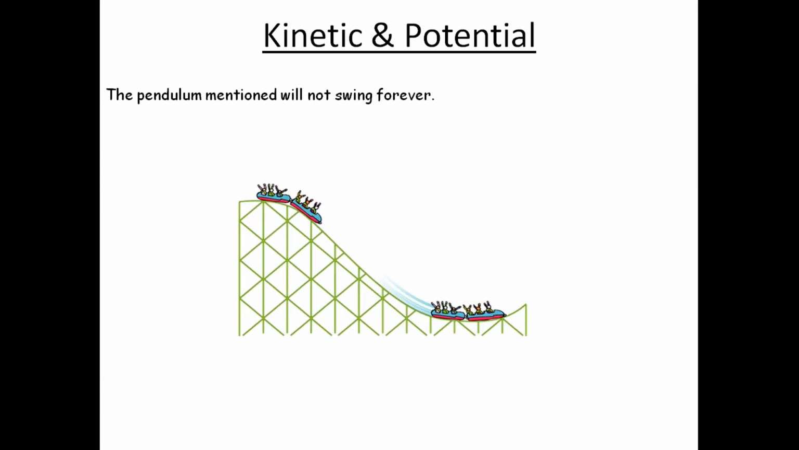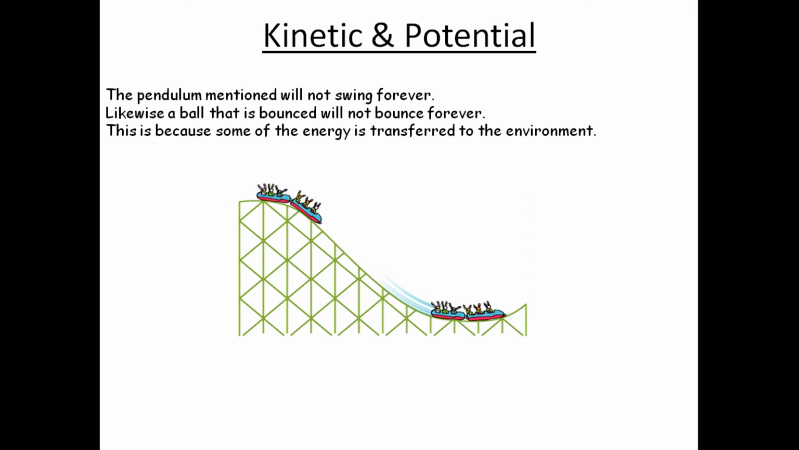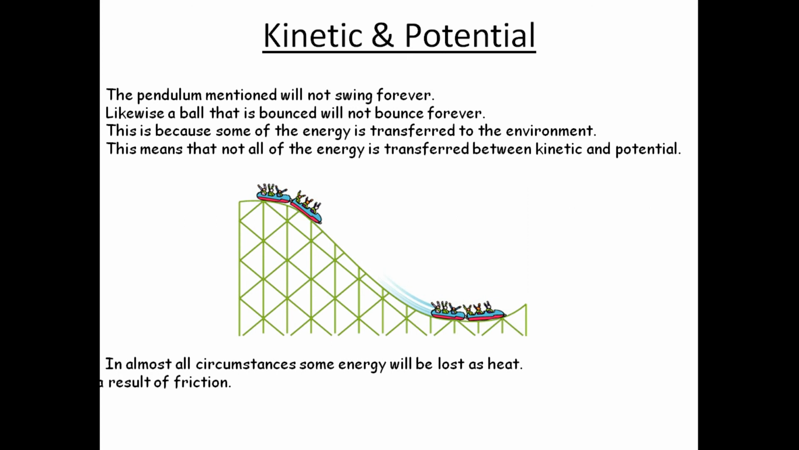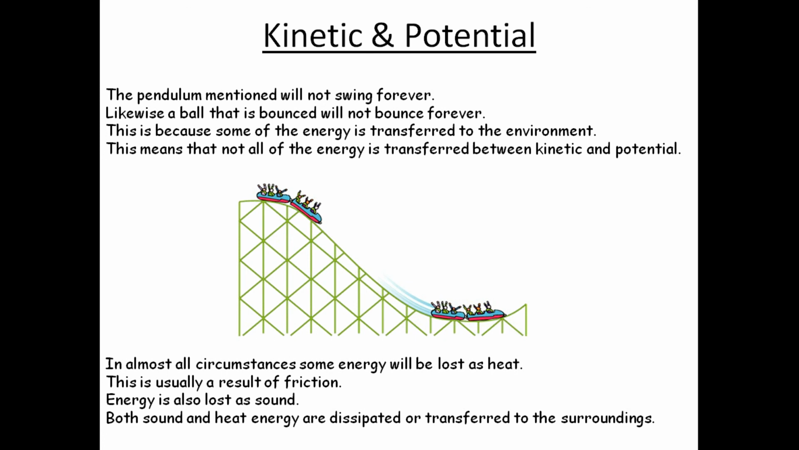The pendulum mentioned will not swing forever, however. Likewise, a ball that is bounced will not bounce forever. This is because some of the energy is transferred to the environment. This means that not all of the energy is transferred between kinetic and potential energy. In almost all circumstances, some energy will be lost as heat. This is usually a result of friction. Energy is also lost as sound, of course. Both sound and heat energy are dissipated or transferred to the surroundings.